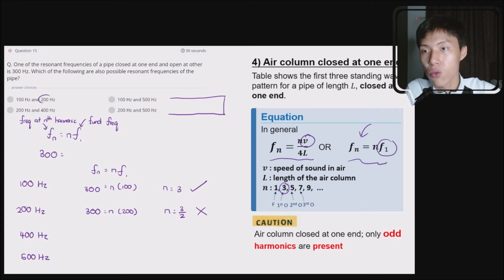So you see there's 200 here, 200 here, and 200 here. That's why you know all these answers here are wrong. And the answer is actually this one. Okay, but let's continue to look at the others.